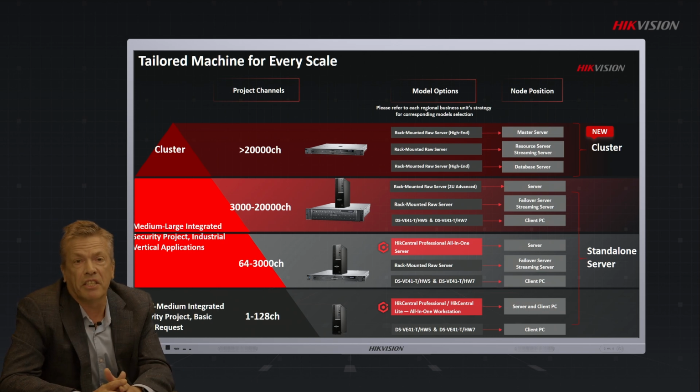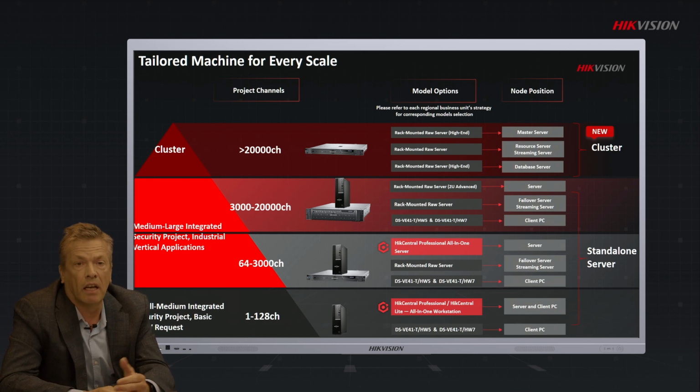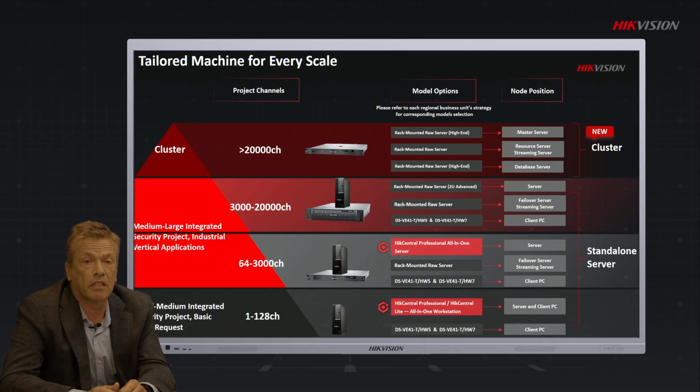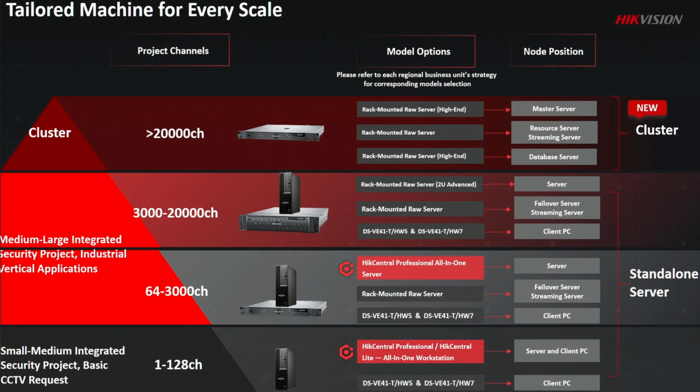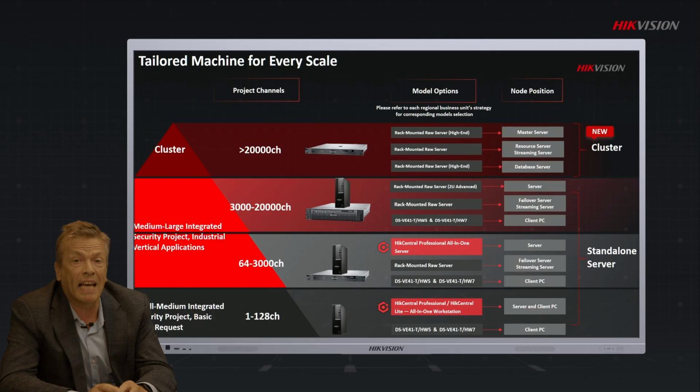On this slide, you can see how we position our hardware offerings according to the different project scales. One size doesn't fit all. We offer dedicated servers and workstations tailored to both the scale and topology of your project. For small to medium projects, up to 128 channels, we offer an all-in-one workstation model. You've got the server and client running on the same machine, preloaded with the licenses and HikCentral software. Plug and play. We also provide a raw tower client PC dedicated to client operator use.